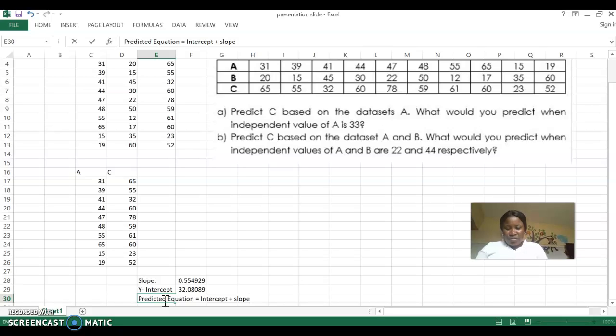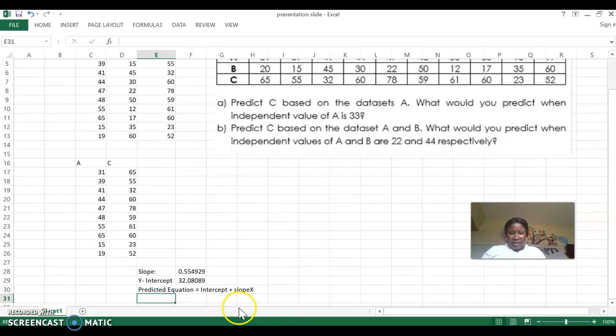If I substitute the values, my predicted equation, which I can shorten to PE, will be PE equals the intercept value 32.08 plus the slope 0.55x. So that is the predicted equation.